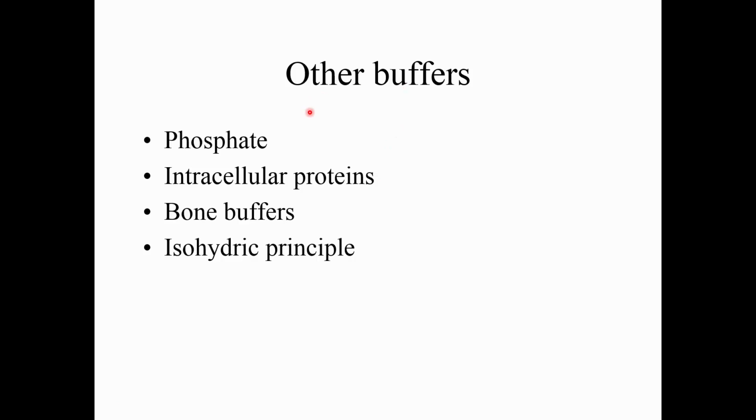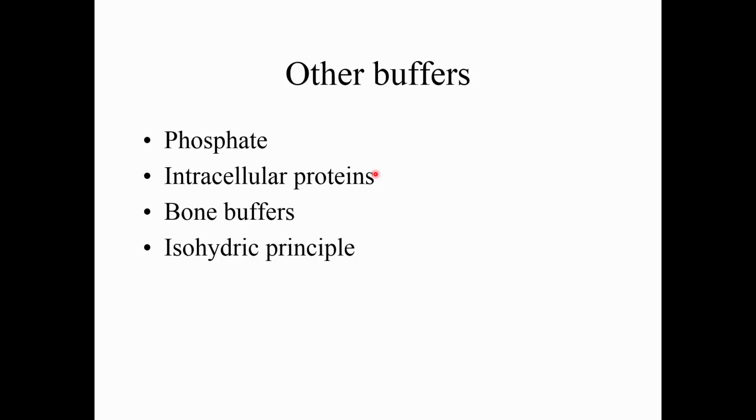So we have other buffers, phosphate, so dihydrogen and monohydrogen phosphate. We have all kinds of intracellular proteins. For example, hemoglobin in red blood cells is a very important intracellular buffer. In acidic conditions, when oxygen is low, hemoglobin is very good at binding up protons. That contributes to that Haldane effect we talked about under the pulmonary section.